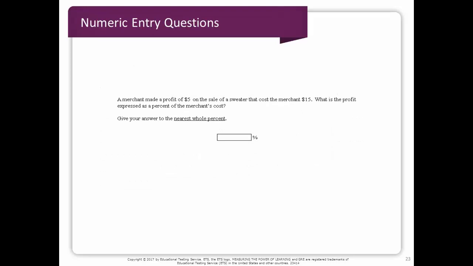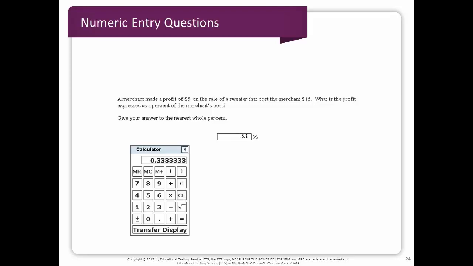Here's an example. A merchant made a profit of $5 on the sale of a sweater that cost the merchant $15. What is the profit expressed as a percentage of the merchant's cost? Give your answer to the nearest whole percent. The profit is $5 and the cost of the sweater is $15. $5 divided by 15 is 0.3333 repeated. Expressed to the nearest whole percent, this is 33%.